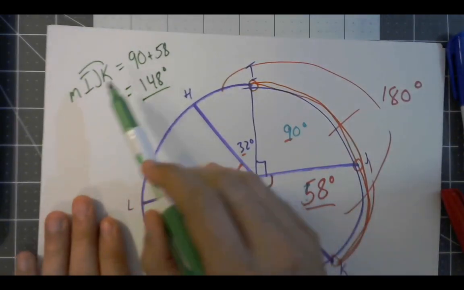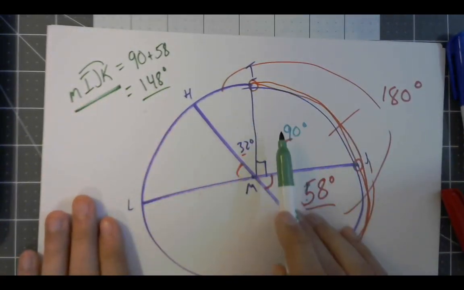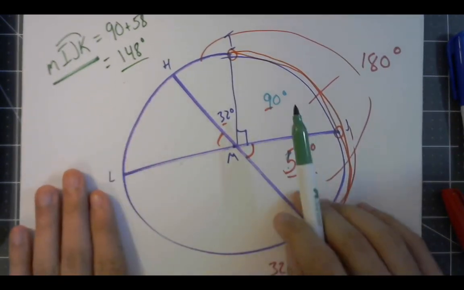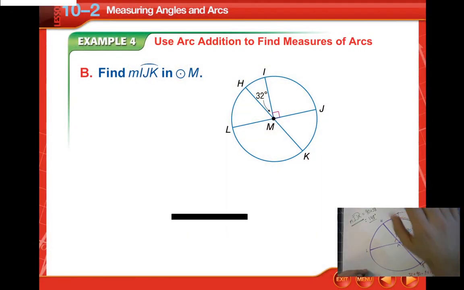And then I looked back at the question. It was actually looking for this. So I said this plus this equals 148. So let's continue on.